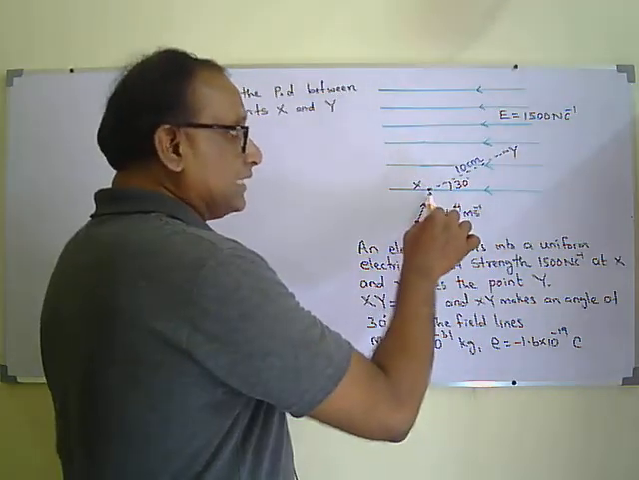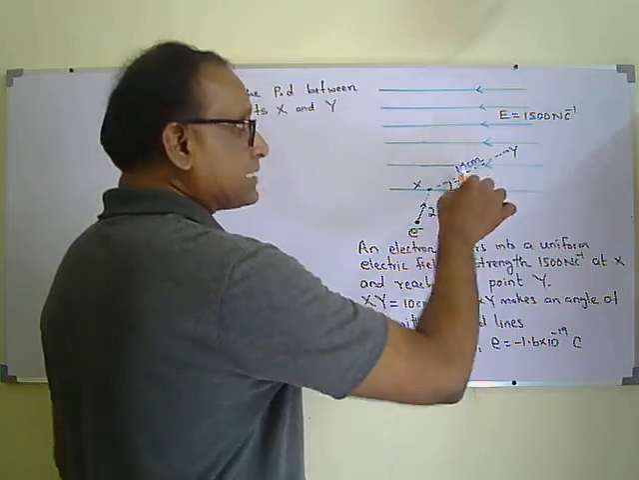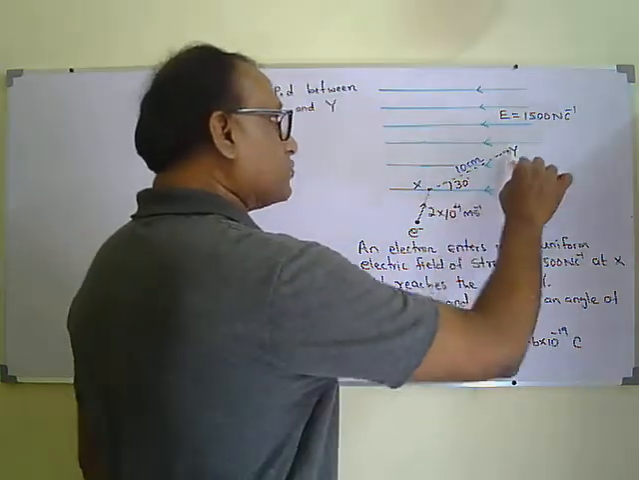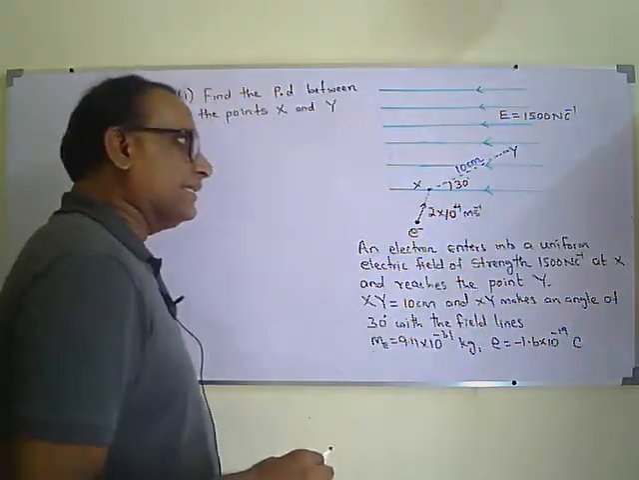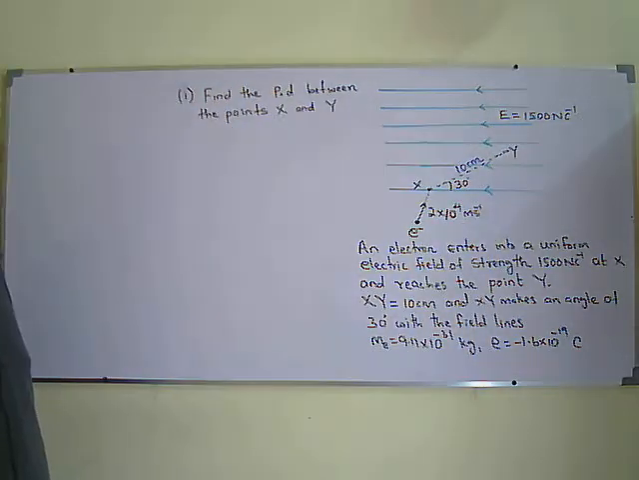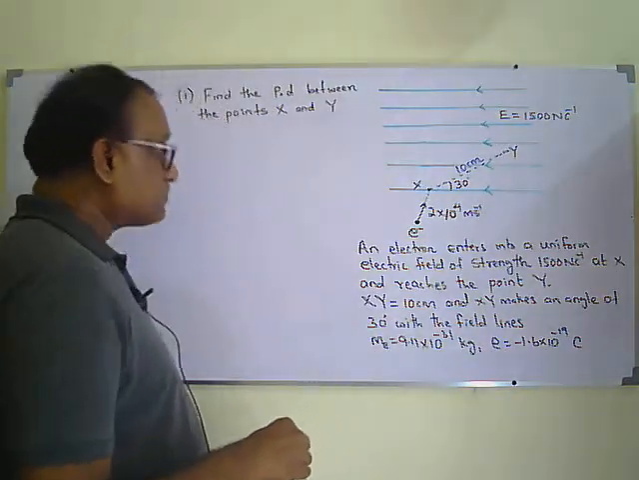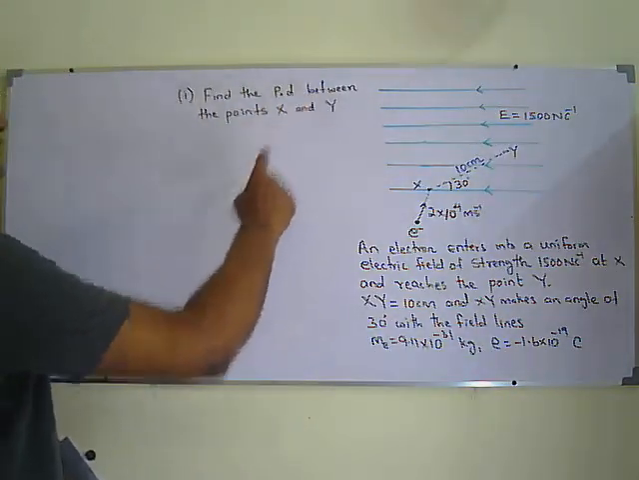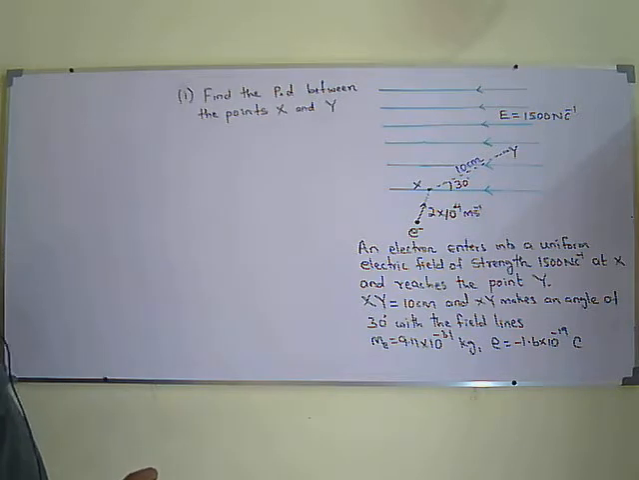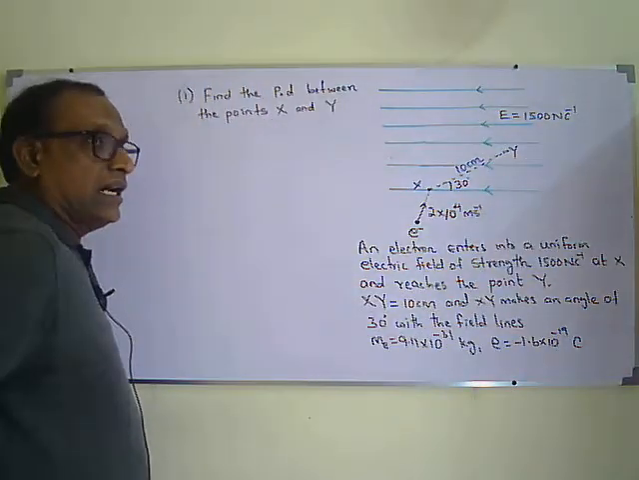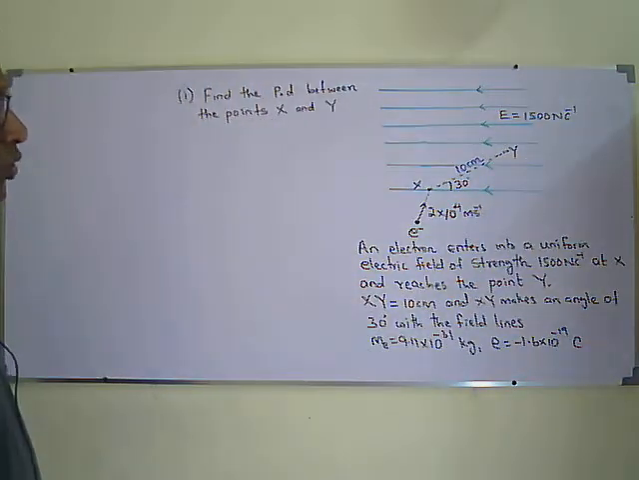The distance between X and Y is 10 centimeter. Those are all given in the question. And the line XY makes an angle of 30 degree with the field line. The mass of the electron is given, and the charge of the electron is also given. The first part: find the potential difference between the points X and Y.